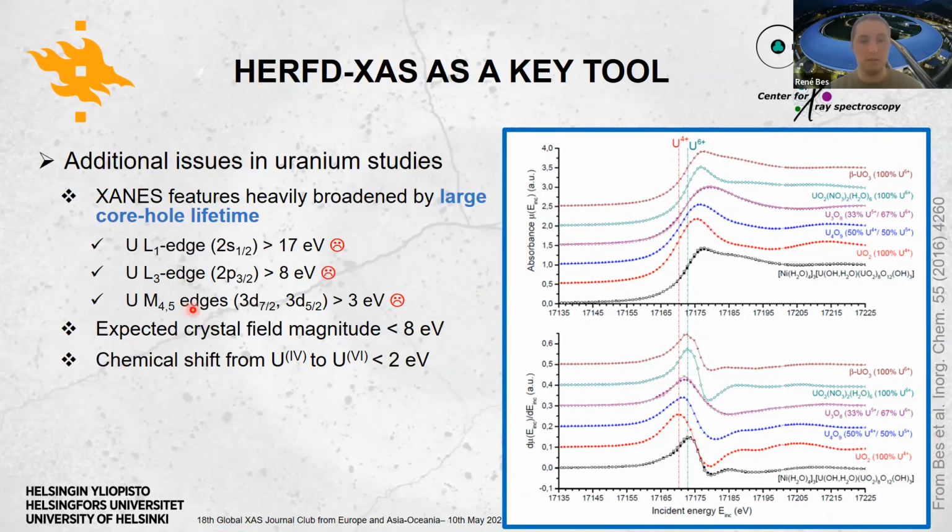out of these XANES results. Essentially because the expected crystal field magnitude is all of the time below 8 eV in the uranium compounds, and even the chemical shift, if you want to use XANES in order to follow the change in the oxidation states of uranium, when you move from 4+ to 6+, the chemical shift observed is always below 2 electron volts. So typically you cannot distinguish easily then.